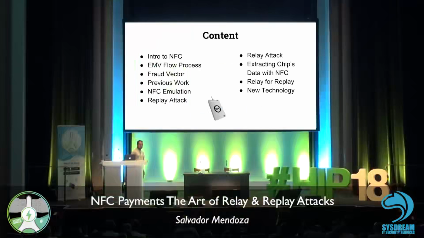The content of this talk is a little bit of intro about NFC. I'm going to talk about flow processes, fraud vectors, and previous work from Michael Roland and Peter Fillmore. Also about NFC simulation, of course relay and replay attacks, extracting chip data with NFC, something kind of weird, but we're going to talk about that, and smart relays. Finally, we're going to talk about how these relay or replay attacks could affect new technology to come.